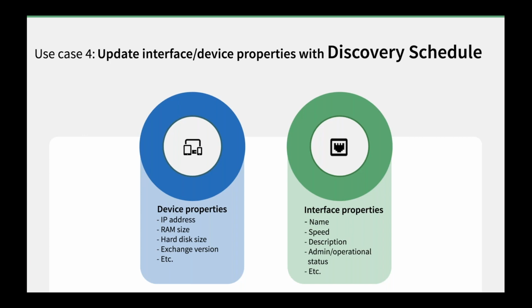And the next case is like in your network, there are a lot of things that might change. For example, you might want to change the IP address of the server, or you might want to update the RAM size, or you might want to change the hard disk on a specific server. You might want to upgrade an Exchange version on a server, and some interface properties, like you want to update the name based on the site, update the name based on the department, update the interface speed, or change the operational status or admin status. So all these changes you might encounter on a daily basis.